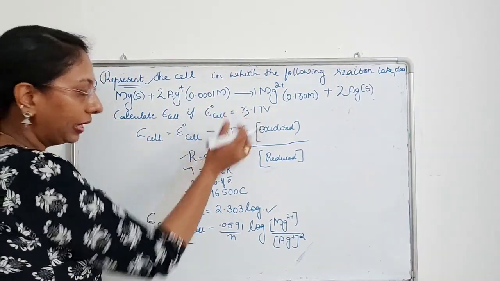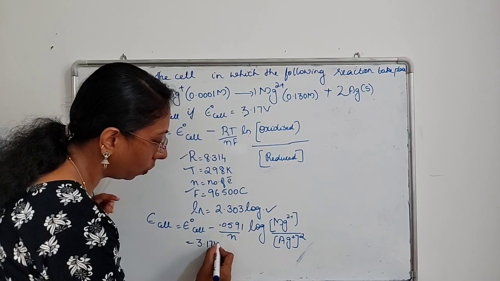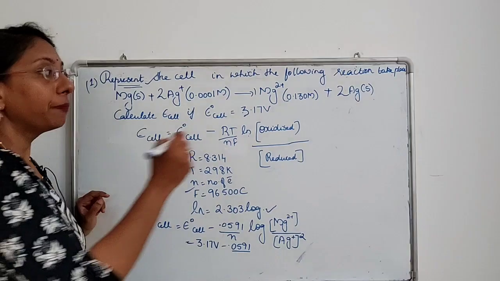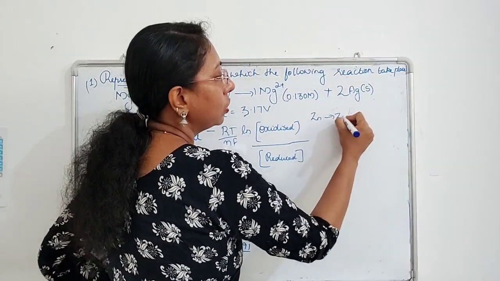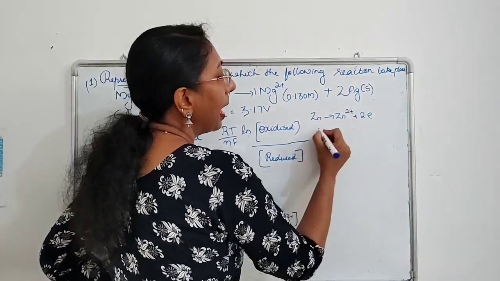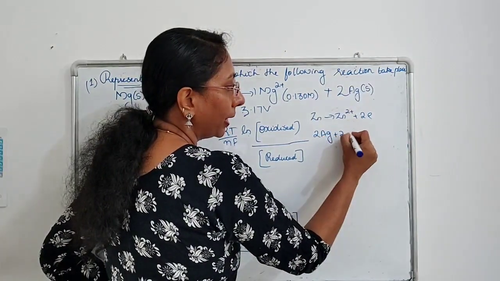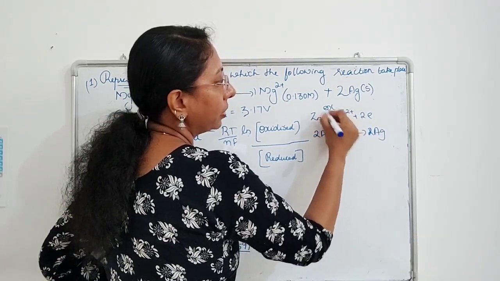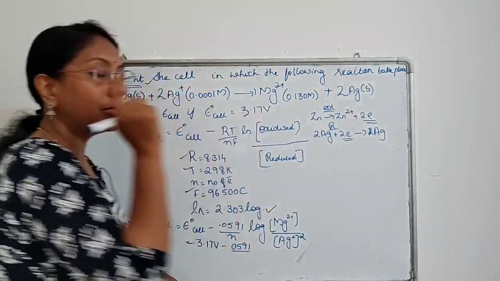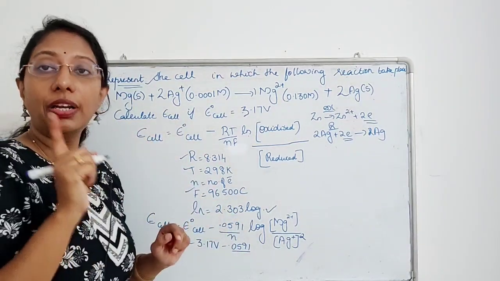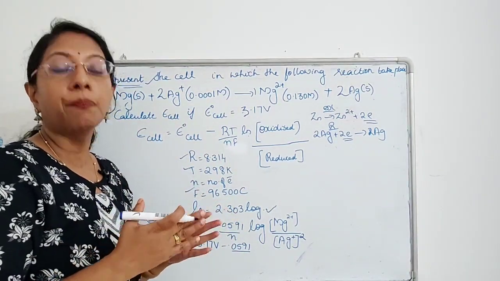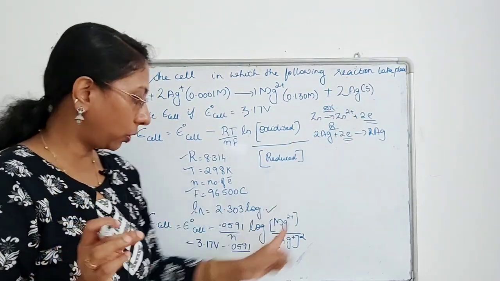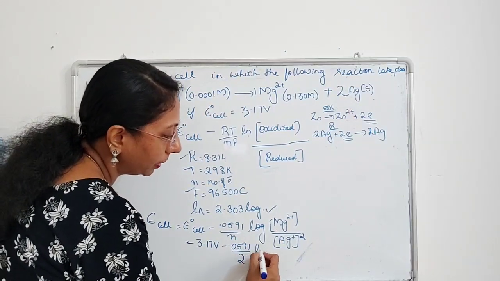E0 cell they have already given us: 3.17 volt minus 0.059 volt. N, what is the number of N? We already know that Zn gives Zn2 plus and 2 electrons, and 2Ag plus plus 2 electrons gives 2Ag. This was the equation of oxidation and reduction. So from this it is clear that it is 2 electrons. That's why I told you that whenever you are writing a half cell reaction or a reaction of this cell, we have to balance the number of electrons. So it will be 2 and it will be log.